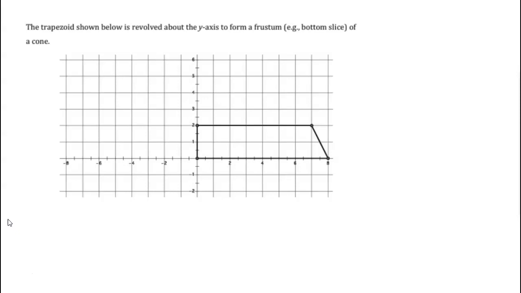The trapezoid shown below is revolved about the y-axis to form a frustum of a cone. So there's a vocabulary word that you want to make sure that you capture: frustum. It's the bottom slice of a cone. If you think about a cone like such, if you were to take it and just chop the top of it off, you would have a flat top and a flat bottom.